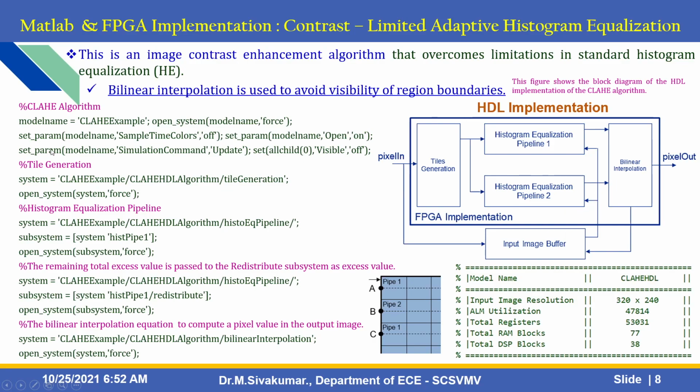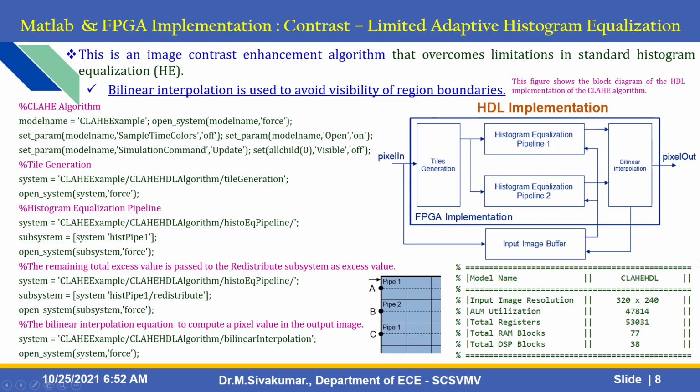This program is a MATLAB script file. By using the MATLAB script file, you can implement this CLAHE algorithm. Also you can implement it by using Simulink blocks. This is our objective: automatically we can generate the HDL code for particular devices, it may be Xilinx or any other vendor devices. This simple program shows the implementation of contrast limited adaptive histogram equalization.